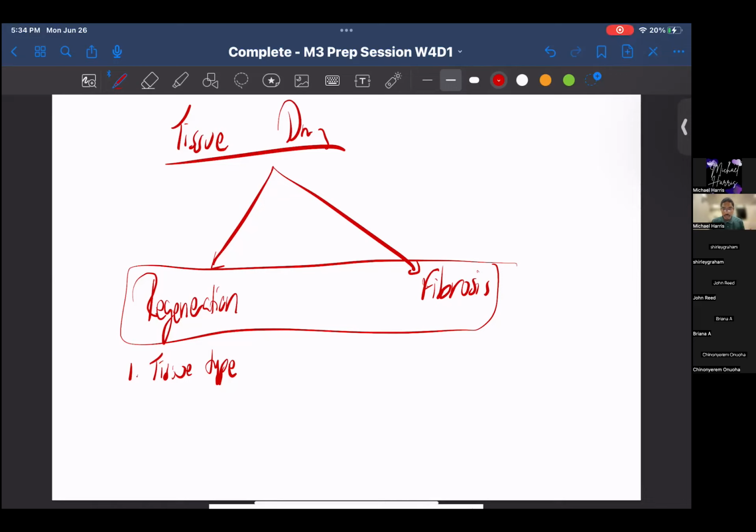If muscle tissue was damaged, would you expect to see regeneration or fibrosis? So muscle, remember, there are no stem cell capabilities, right? So it has to do fibrosis. That's the only thing it can do. Versus something like epithelial or squamous cells on your skin, they can undergo regeneration.